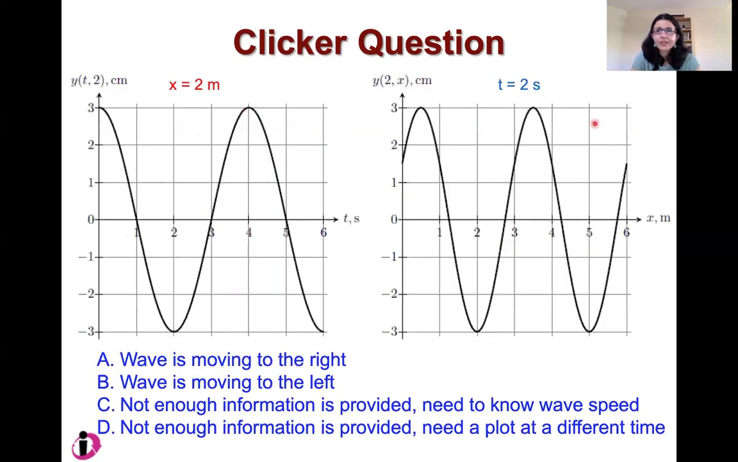Okay, so here's another question where now I want you to think about how to figure out the direction of the wave motion. Just try to follow that same identical procedure that I described in the example. First find the common point, then try to shift the snapshot plot to see which way your oscillator should be going.